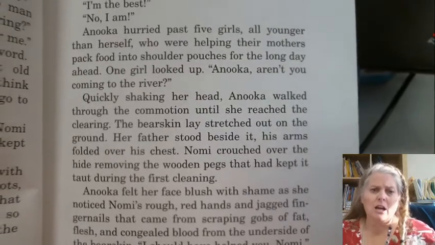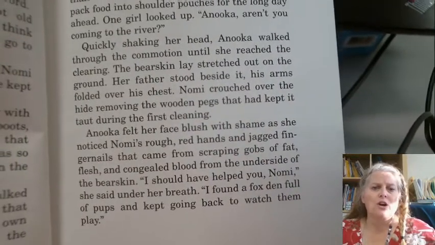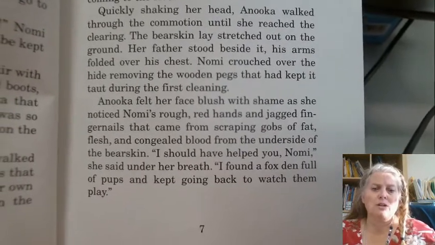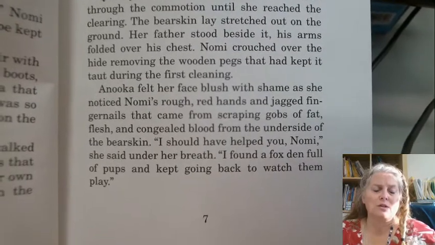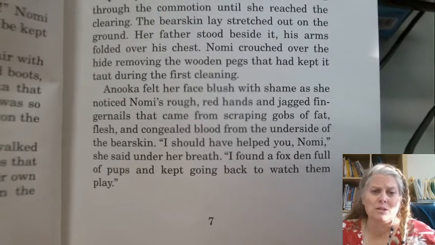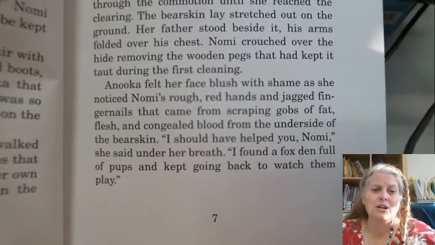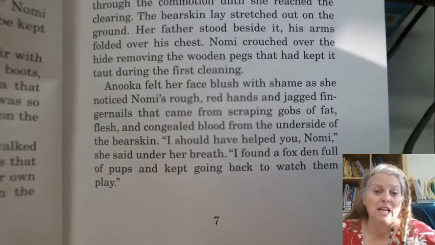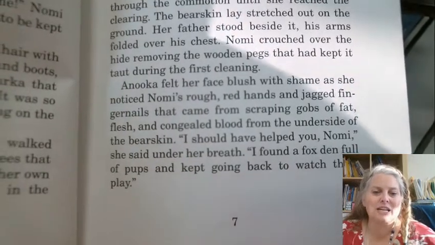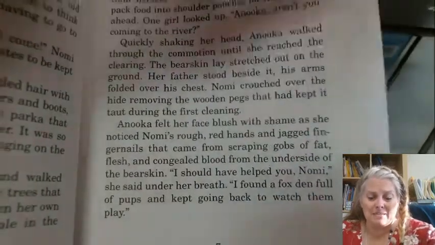Quickly shaking her head, Anouka walked through the commotion until she reached the clearing. The bearskin lay stretched out on the ground. Her father stood beside it, his arms folded over his chest. Nomi crouched over the hide, removing the wooden pegs that had kept it taut during the first cleaning. Anouka felt her face blush with shame as she noticed Nomi's rough red hands and jagged fingernails. Fingernails that came from scraping gobs of fat, flesh, and congealed blood from the underside of the bearskin. "I should have helped you, Nomi," she said under her breath. "I found a fox den full of pups and kept going back to watch them play."